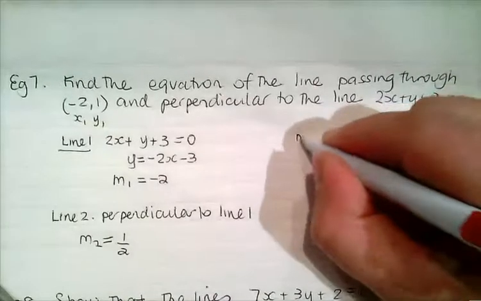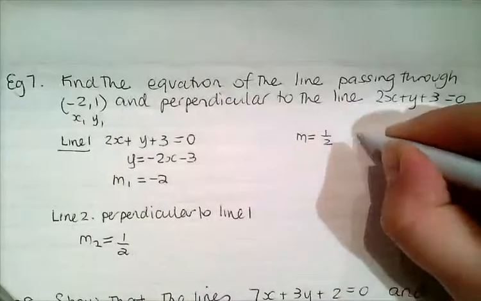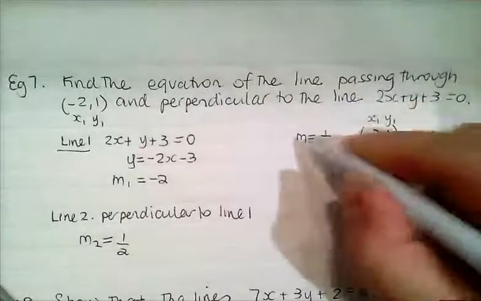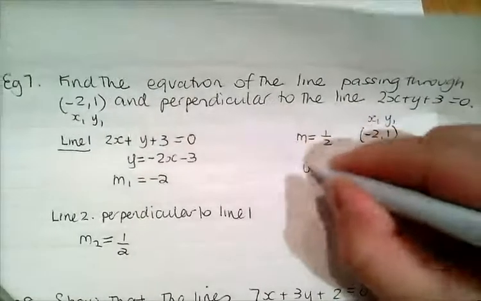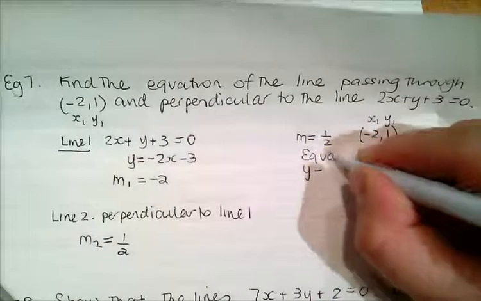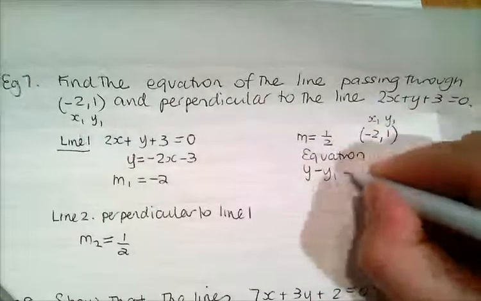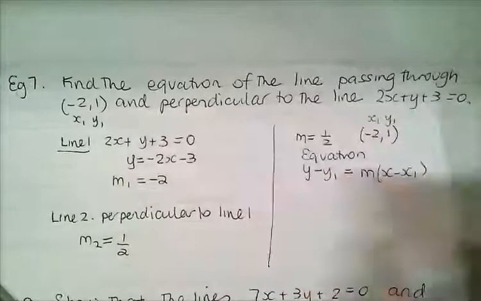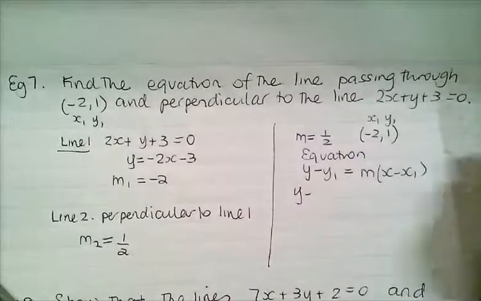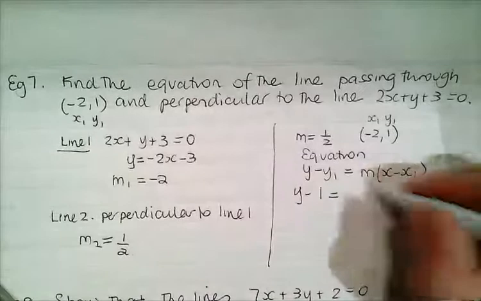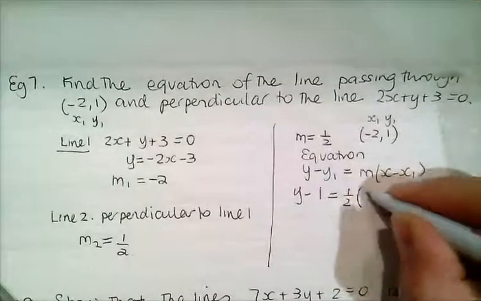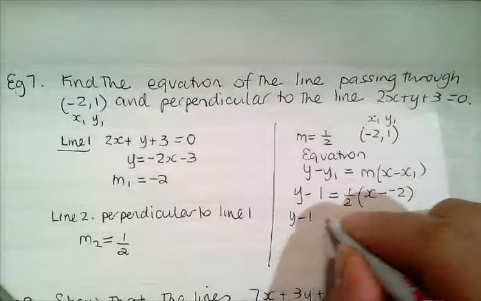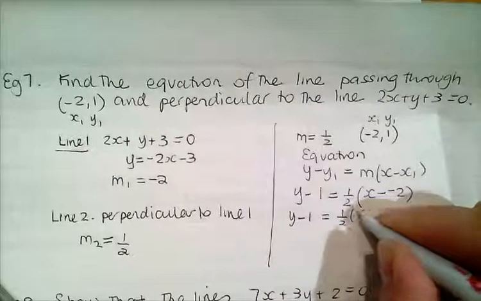So therefore, the gradient is a half and the point that we're using is (-2, 1). So that's my gradient, that's my point. So the equation of the line is y - y1 = m(x - x1). Substituting that all in, we get y - 1 = 1/2(x - (-2)). So this becomes y - 1 = 1/2(x + 2).